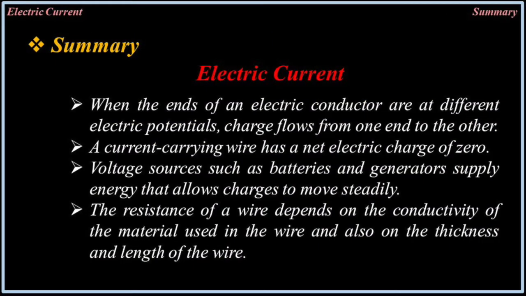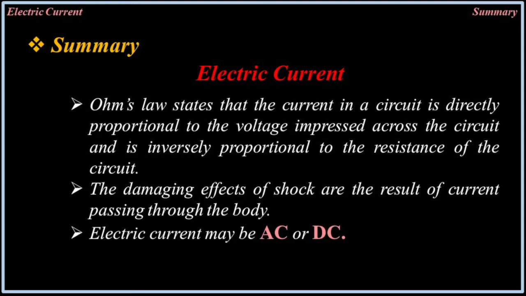Summary: electric current. When the ends of an electric conductor are at different electric potentials, charge flows from one end to the other. A current-carrying wire has a net electric charge of 0. Voltage sources such as batteries and generators supply energy that allows charges to move steadily. The resistance of a wire depends on the conductivity of the material used in the wire and also on the thickness and length of the wire. Ohm's law states that the current in a circuit is directly proportional to the voltage impressed across the circuit and is inversely proportional to the resistance of the circuit.